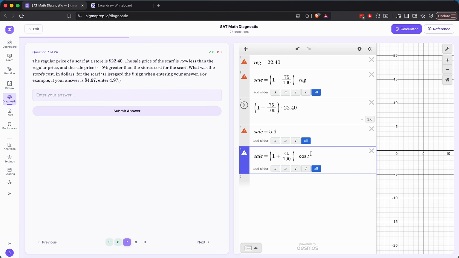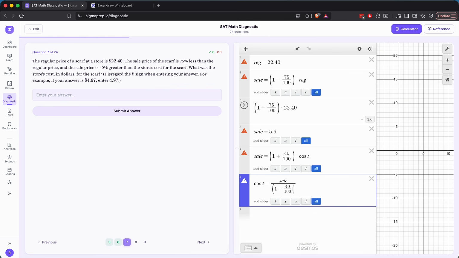So now the final thing, it wants us to find the cost. What's going to be the cost? It's going to be the sale price divided by 1 plus 40 over 100. And we know the sale price, it's 5.6. So I just have to get rid of all of this cost equals stuff for it to display the value. And it's just $4.